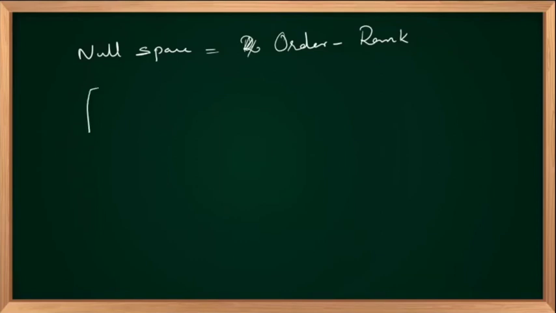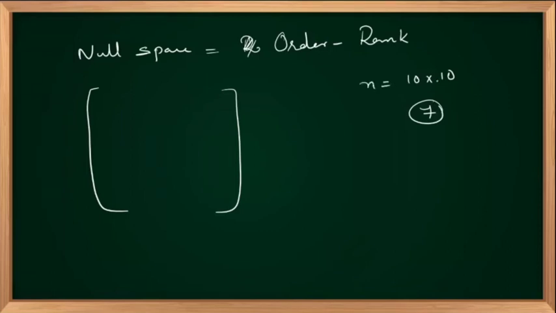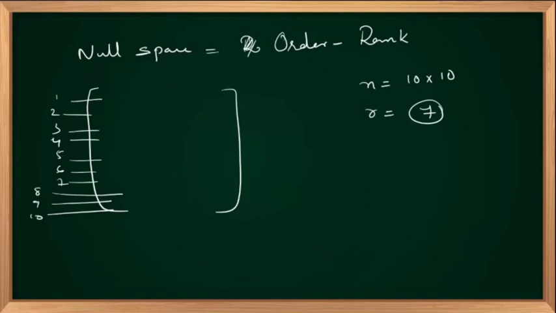Suppose I have a 10 by 10 matrix and the rank is 7. What does that actually mean? The order of the matrix is 10 by 10 and the rank is 7, which means there will be 3 rows or 3 columns which are linearly dependent on all the other 7 rows or columns. I have 7 rows or columns which are linearly independent: 1, 2, 3, 4, 5, 6, 7. The 8th row, 9th row and the 10th row are linearly dependent on the first 7 rows.